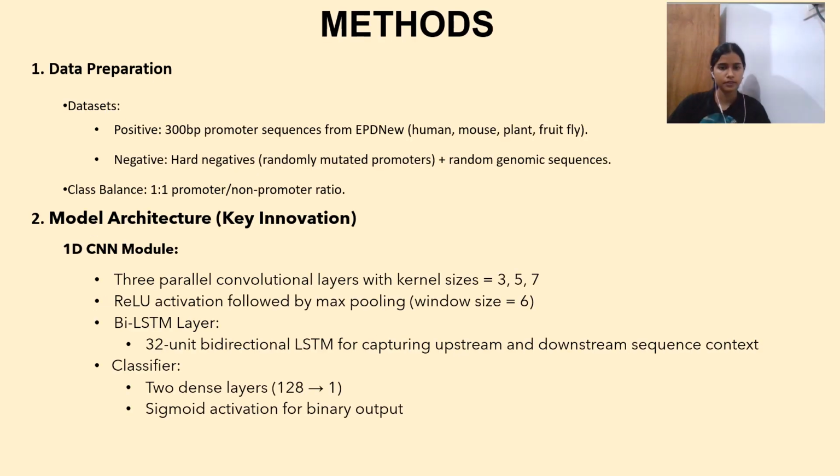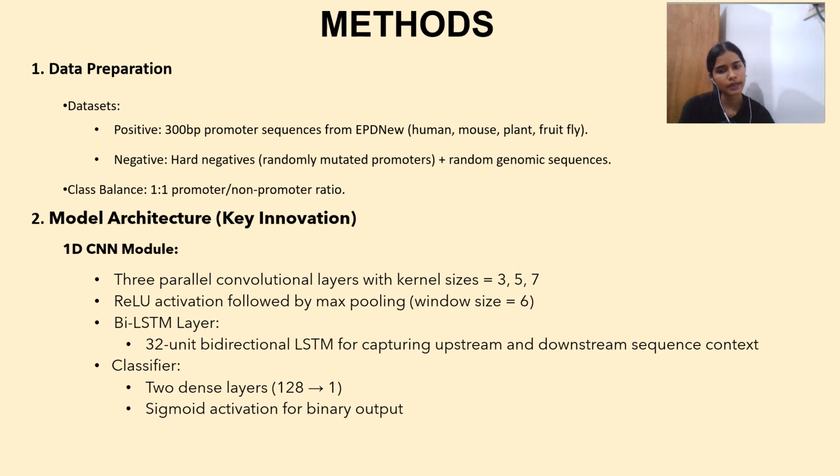Coming to the methods that we used, we took 300 base pair promoter sequences from the EPD database for humans, mice, plants, and fruit flies as positive samples. For negative samples, we used a mix of randomly mutated promoter sequences and random genomic regions. To keep training balanced, we used a 1:1 ratio of promoters to non-promoters.